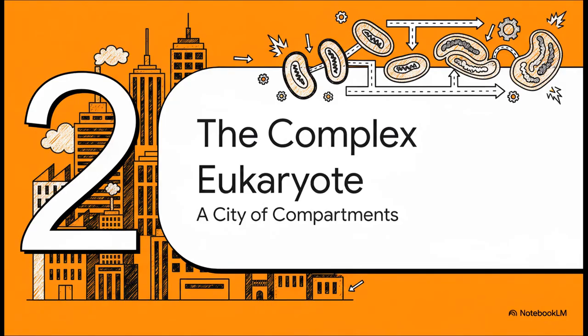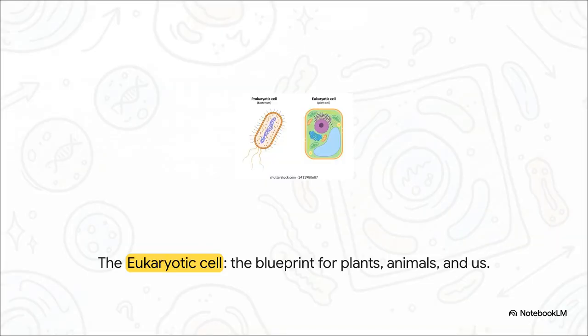Okay, now let's check out the other blueprint. And if the prokaryote is a studio apartment, then the eukaryote, well, the eukaryote is a sprawling city full of specialized districts and factories all working together. I mean, just look at the difference here. This plant cell is packed with all sorts of structures. It's got power plants, recycling centers, transport systems, and most importantly, a central headquarters. Everything has its place, and every single part has a very specific job to do.